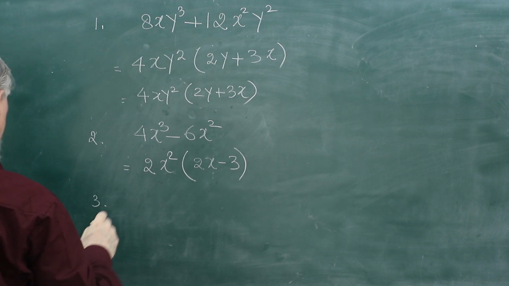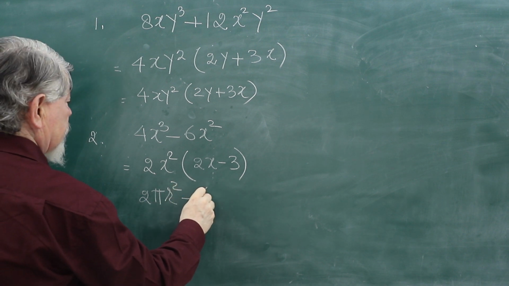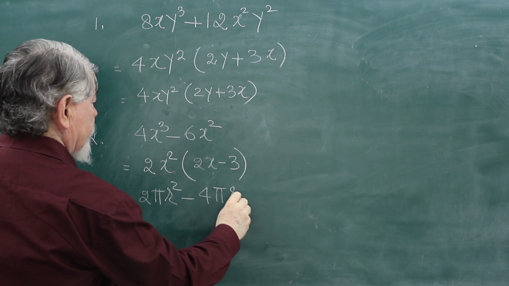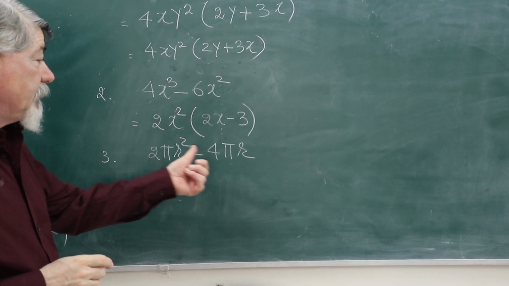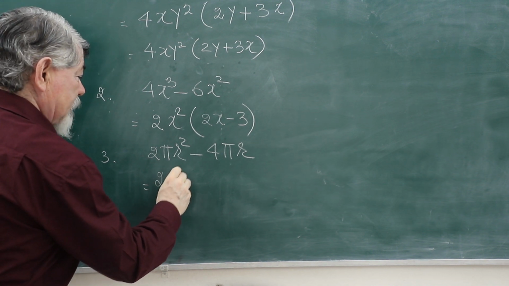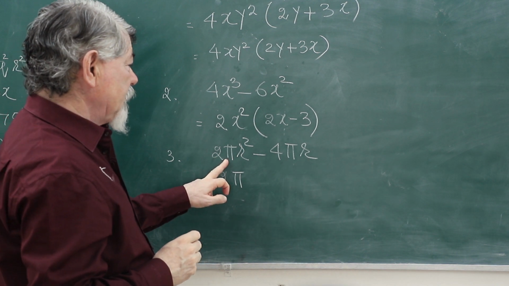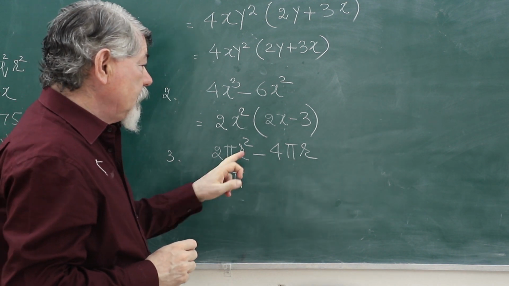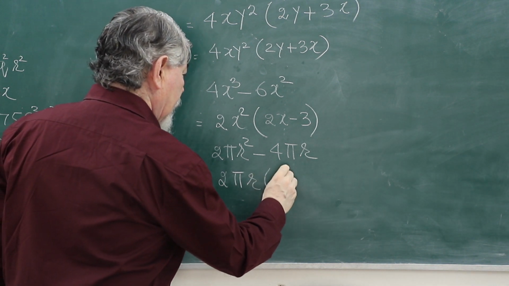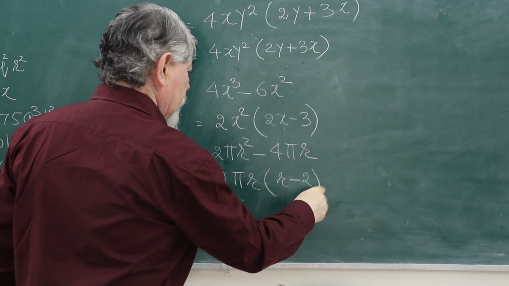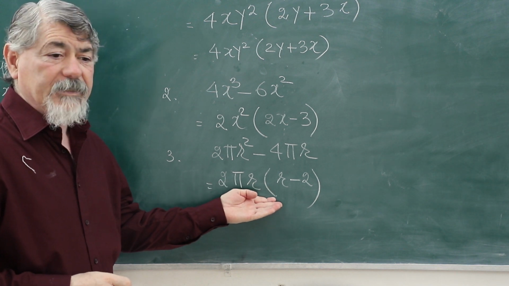Let's see the third question. 2 pi r square minus 4 pi r. Again 2 and 4 are even numbers. I can take 2 common. Pi is again a constant. You have used pi earlier also in physics as well as in mathematics. Pi is common. Out of r square and r, we have r common. So it will be r minus 2. So I have two factors, 2 pi r into r minus 2.